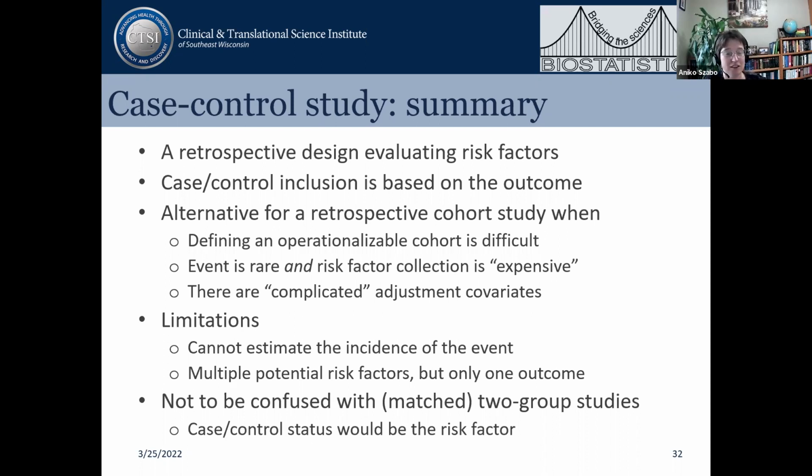And many of the matching considerations, if you're doing a matched study, apply, but you would be matching on all risk factors, while in the case control study, you definitely do not match on risk factors that you want to study. So there are some parallels, but even though the wording is similar, it's a very different design conceptually.